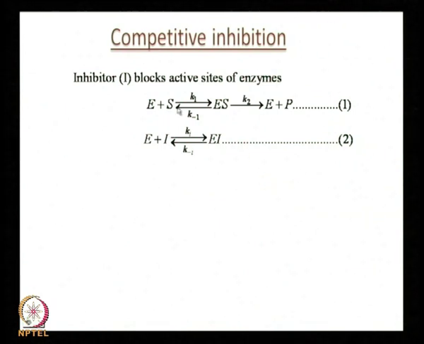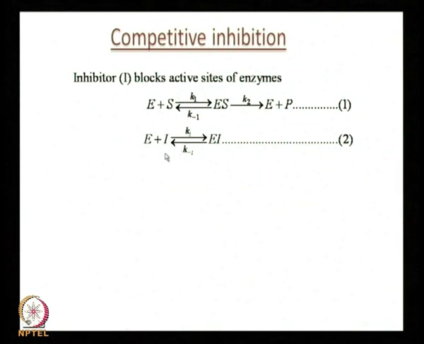So, the first one is E plus S giving ES, which breaks down to enzyme and the product, and the second one is E plus I giving EI. Okay. So, all I am asking is, is this a competitive inhibition? Which kind of competitive is it? Competitive parallel. Okay, very straightforward.